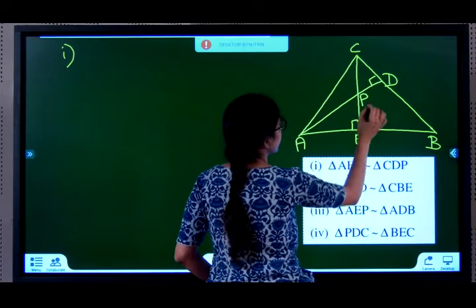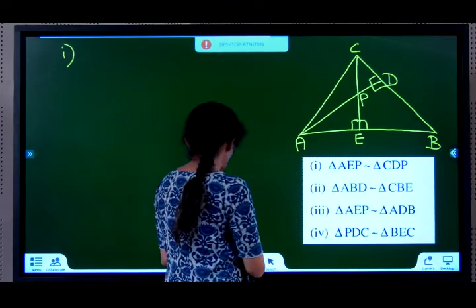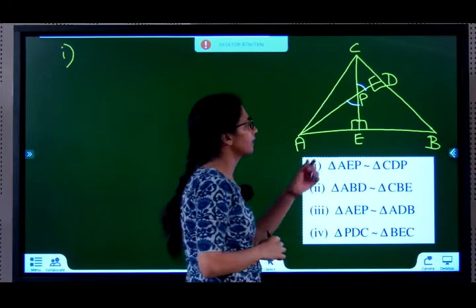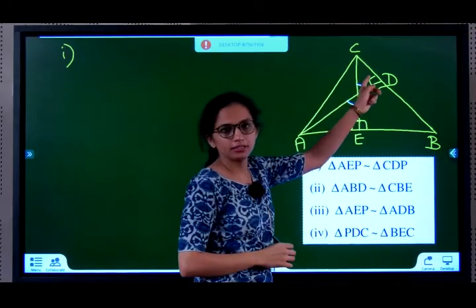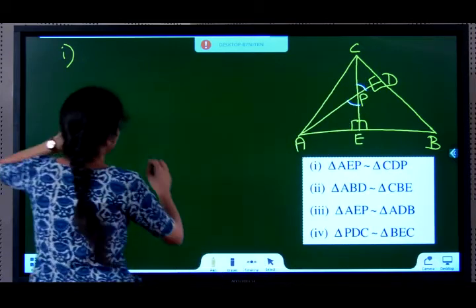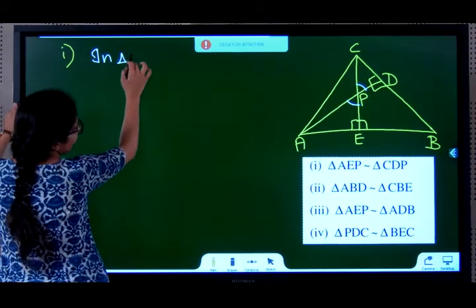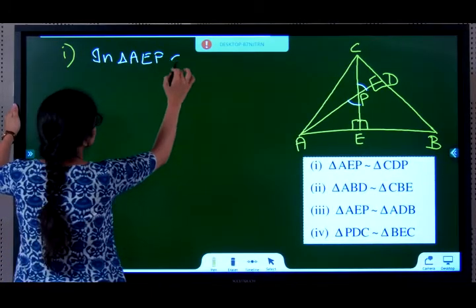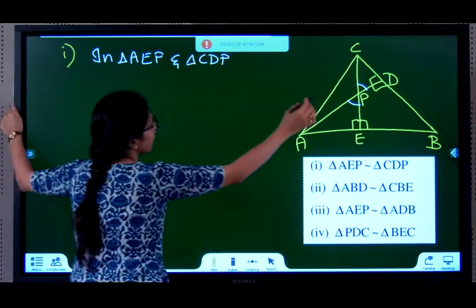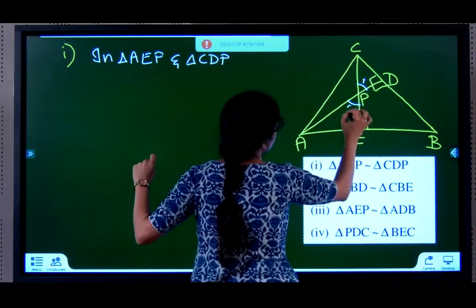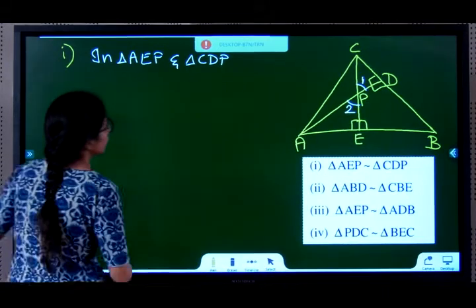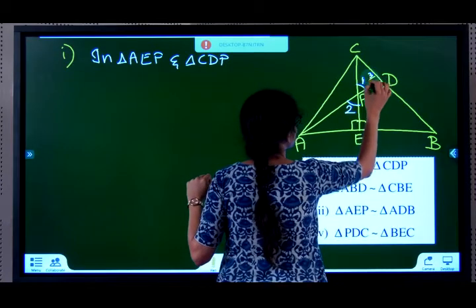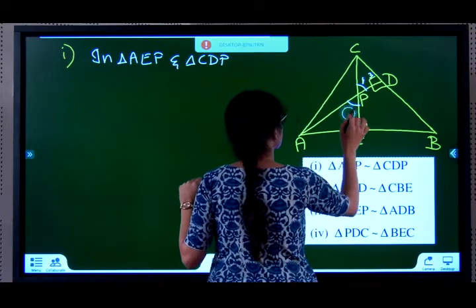See, 90-90 is already there. And vertically opposite angles, these two angles are equal. Can I therefore say this triangle is similar to this? AA similarity criteria? Yes, I can. So what are the two triangles they're telling you to take? In triangle AEP and triangle CDP, I'm going to use numbering because we're going to use a lot of angles here, 1 and 2, okay. So 3 and let's do the numbering like this.